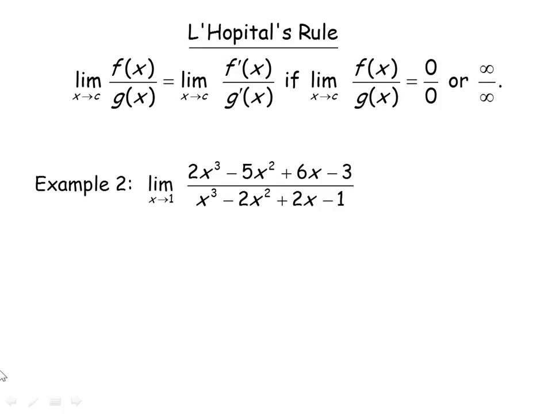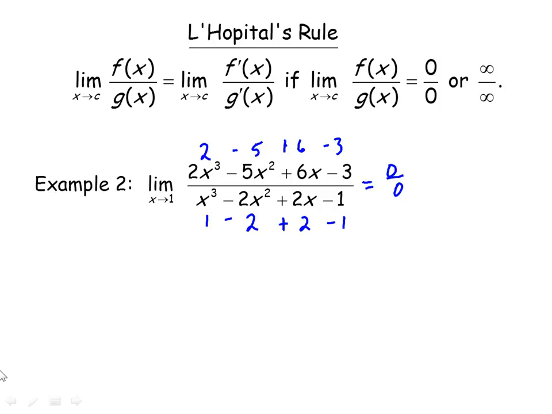So if I plug in 1, what's going to happen? On the top, I'm going to get what? 2 minus 5 plus 6 minus 3. What's that going to be? It's going to be 0. On the bottom, I'm going to get 1 minus 2 plus 2 minus 1. What's that going to be? That's going to be 0 also. So what is this called? This is an indeterminate limit, because I get 0 over 0.